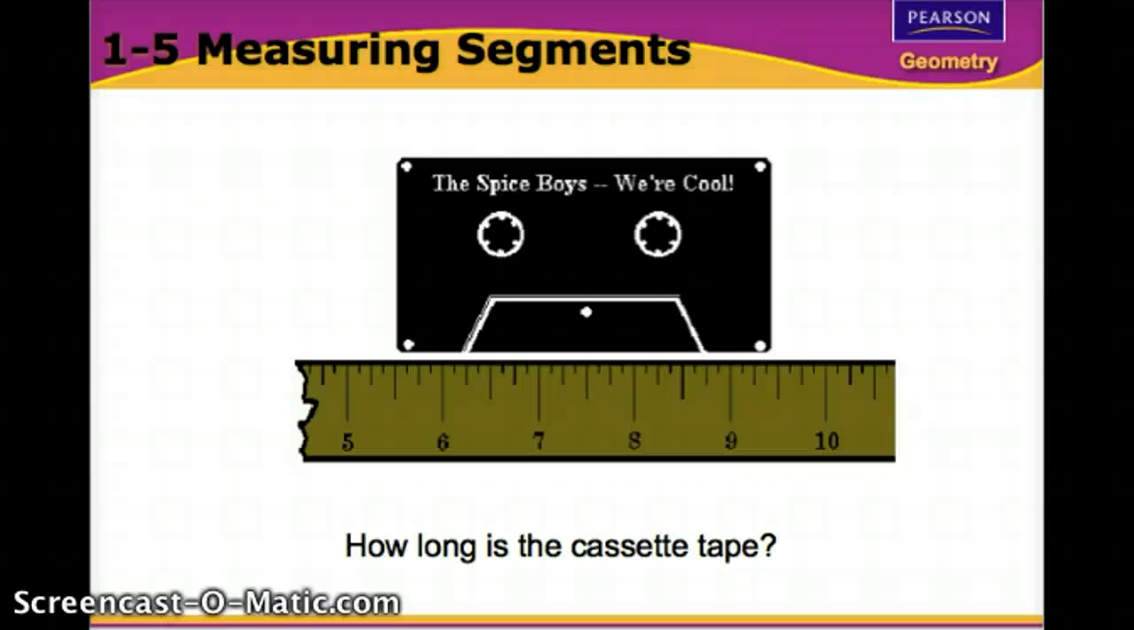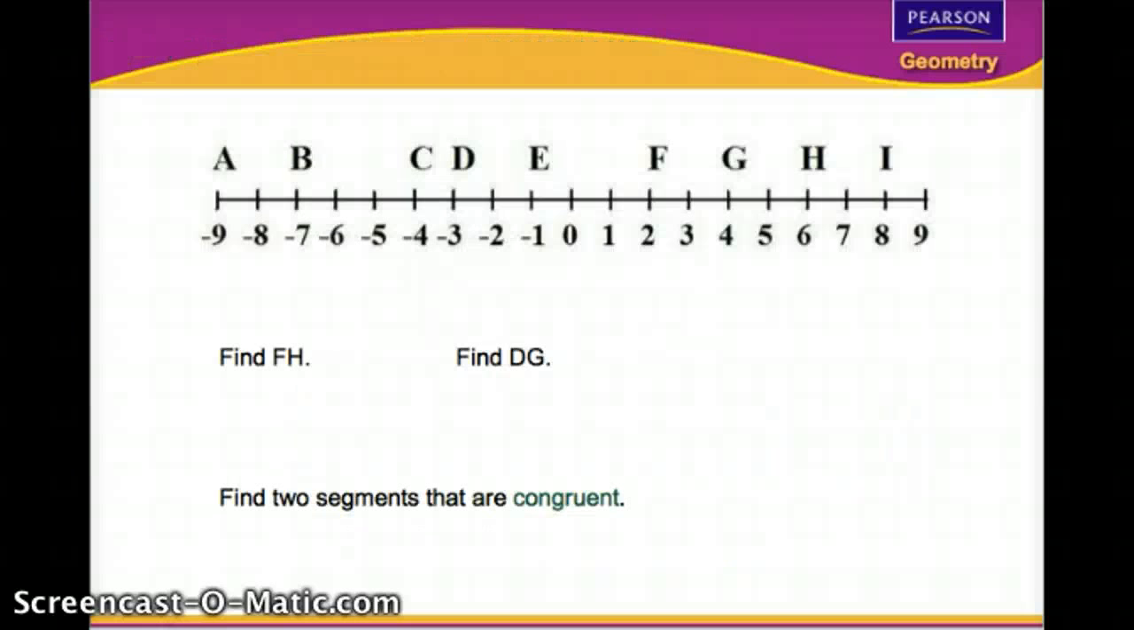Our question at hand is, how long is this cassette tape? Obviously the ruler is broken. It is not 9.5 inches long, but we can figure out that it is 4 inches by either counting the marks or 9.5 minus 5.5 to give us 4 inches. Let's look at some more examples.